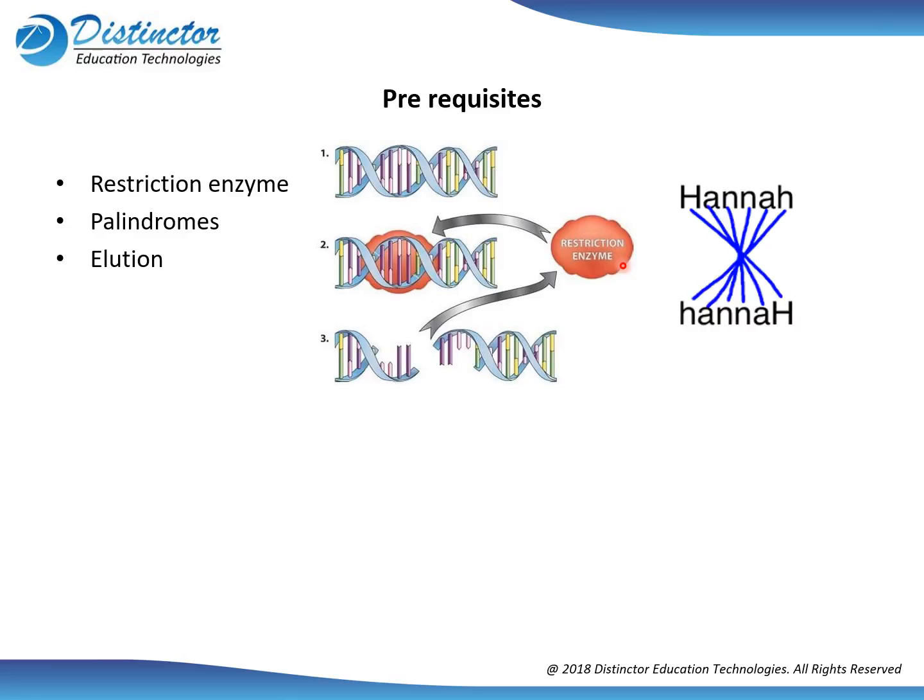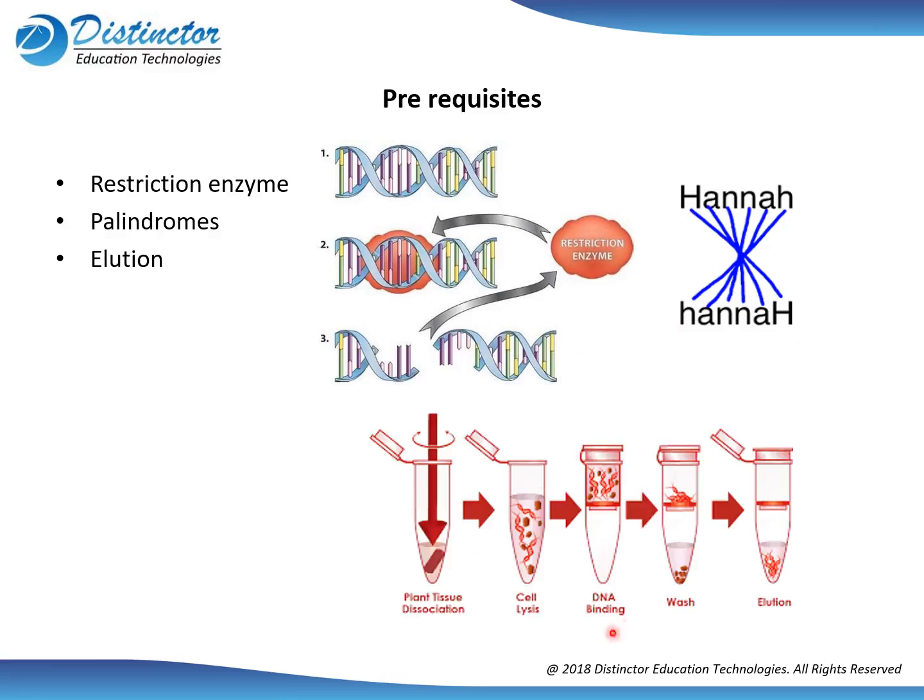The next one is a palindrome. What is a palindrome? A particular word which, when we read it from left to right or right to left, gives the same meaning. Let us take the name Hannah. When we read it from left to right, it gives Hannah. When you read it from right to left also, it gives the word Hannah. So this is a palindromic word.